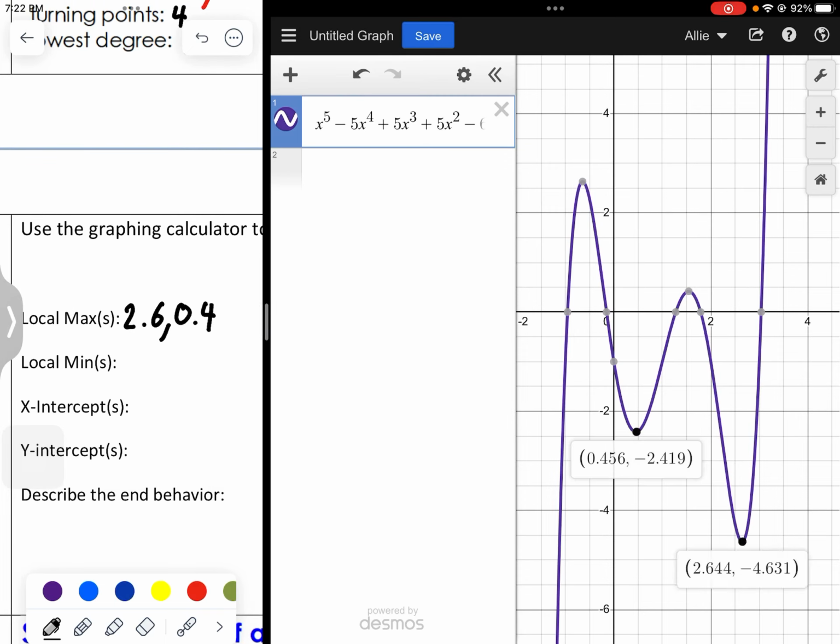Now the local minimums, we got another 2 here and here. Look at the y values. So that means we're looking at the negative 2.4 and the negative 4.6.